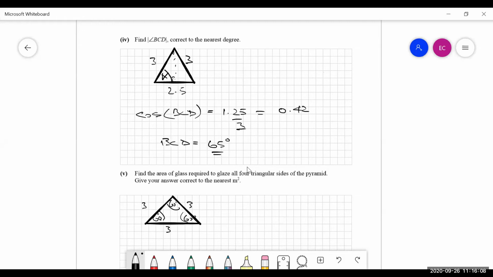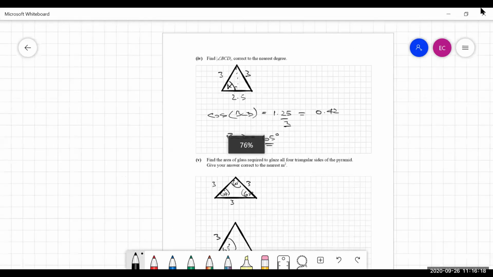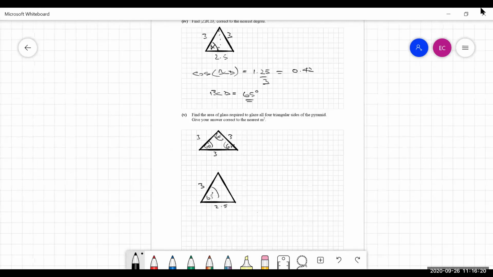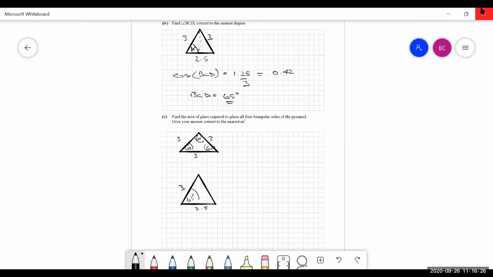And then finally, I'm going to leave this one for you to do as a follow-up to the tutorial. So again, we're using all the information that we would have obtained doing the previous part of the question. So find the area of glass required to glaze all 4 triangular sides of the pyramid, and give your answer correct to the nearest meter squared.